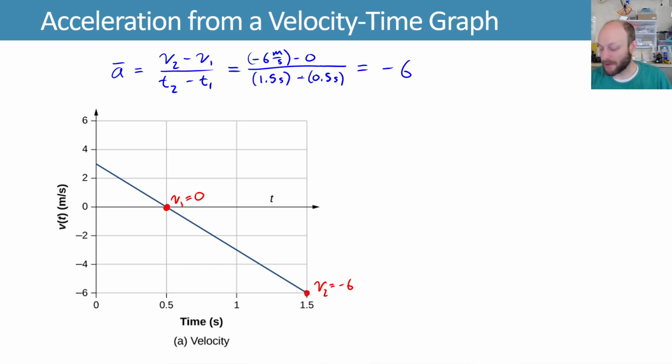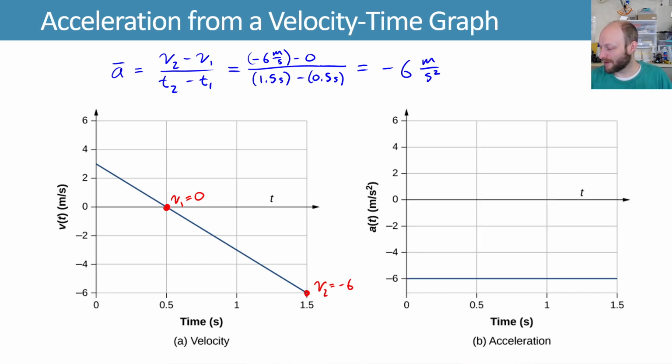But now the units are meters per second squared. So let's plot that. It's just a constant value. There we go. Acceleration, -6 meters per second squared during this time interval.